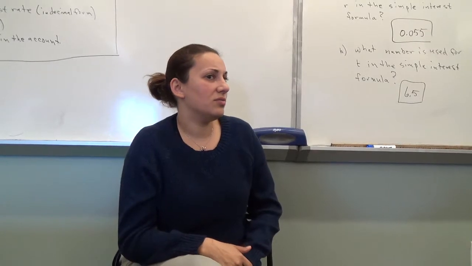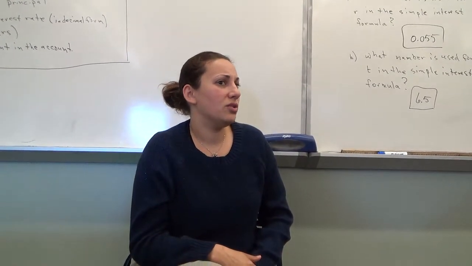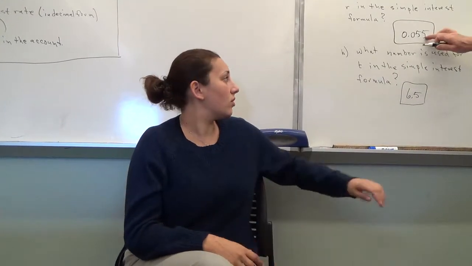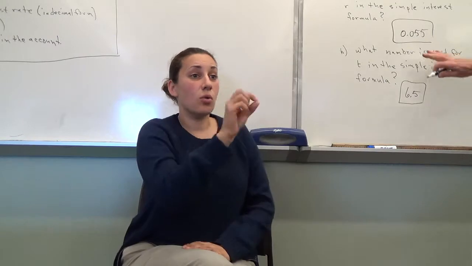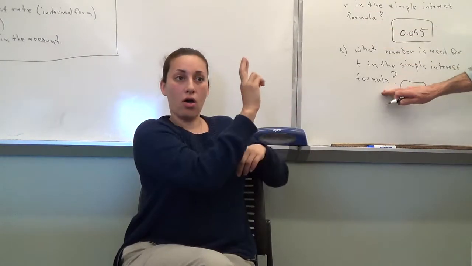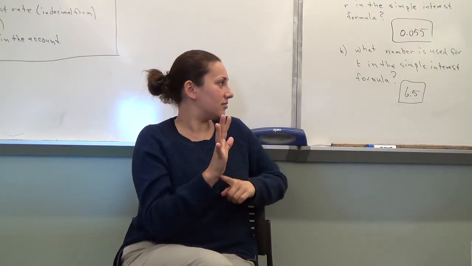So I'm sorry, 0.055, you divide it by? This one? Yeah. No, we don't go from here to here. This is the number for R. This is the number for T. Yeah, but how'd you get 6.5? How'd you get T? Okay.